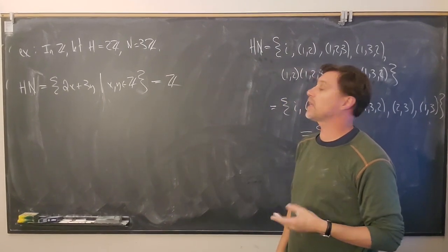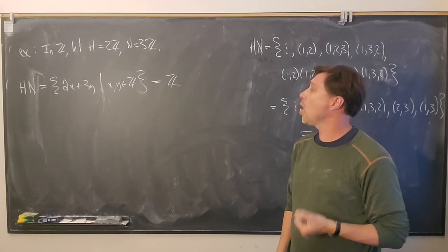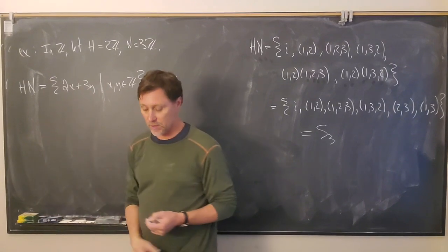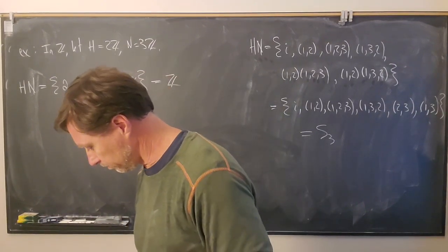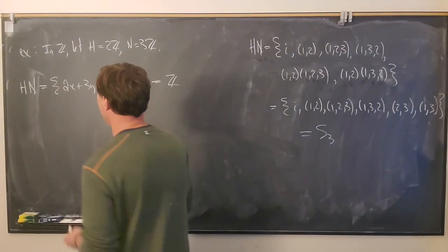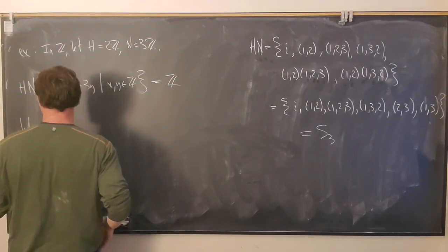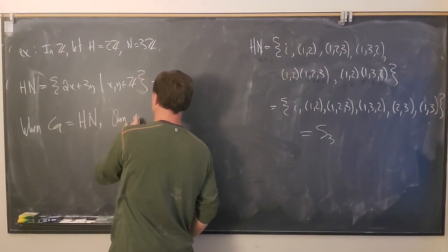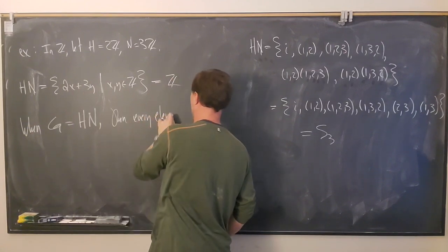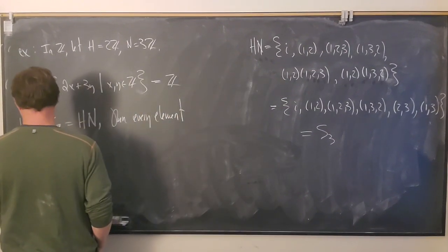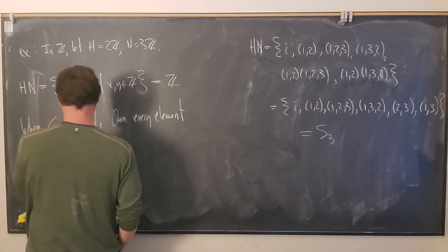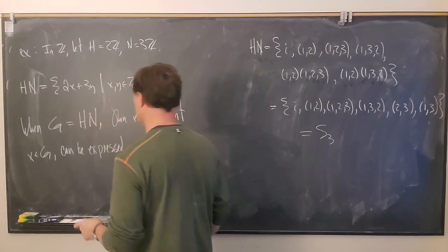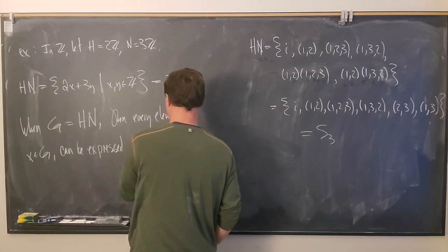And so here's a way to think of all integers. There's various ways to think of integers. One way to think of them: every integer can be expressed as 2 times an integer plus 3 times an integer. So here's the point why we like this. When G is equal to H times N, then every element, say X in G, can be decomposed as X equals little h times little n.